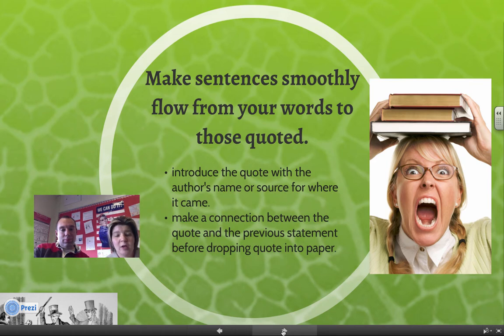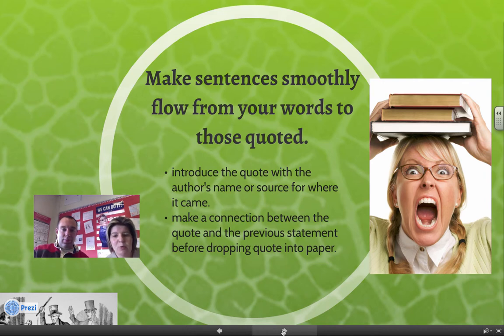First, it's usually a good idea to introduce a quote with the author's name or a source from where it came from. See that girl over there with the book on her head screaming? She was really angry because you used one of her quotes and you didn't cite her correctly. So one way is to put the author's name in front of the quote, or at the end of the quote. Make sure that you use your parenthetical citations and cite correctly according to MLA format.